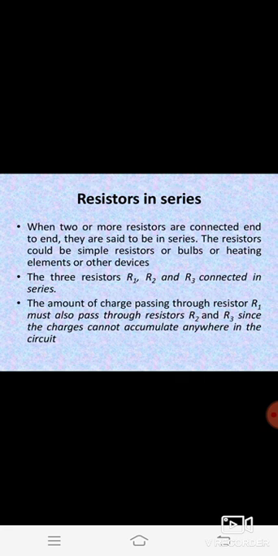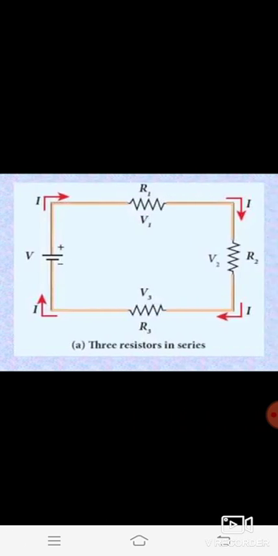The resistor could be a simple resistor, an electrical bulb, a heating element, or other devices. We consider three resistors R1, R2 and R3 connected in series. The amount of charge passing through the resistor R1 must also pass through the resistors R2 and R3. The amount of charge passing through the resistors is the same, since charges cannot accumulate anywhere in the circuit.